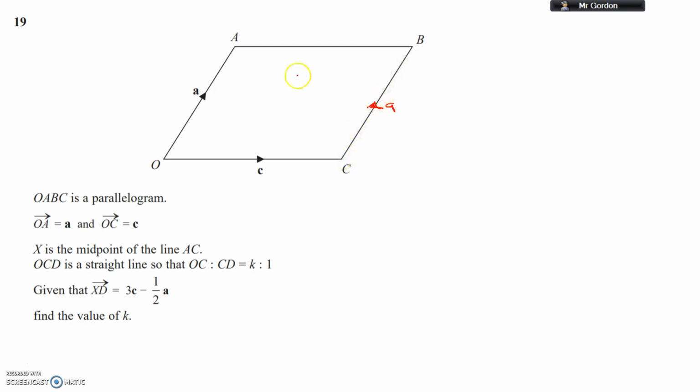That line there is also A, and this line up here is also vector C, because it matches the bottom one, which is C, if you travel that in that direction for that distance.